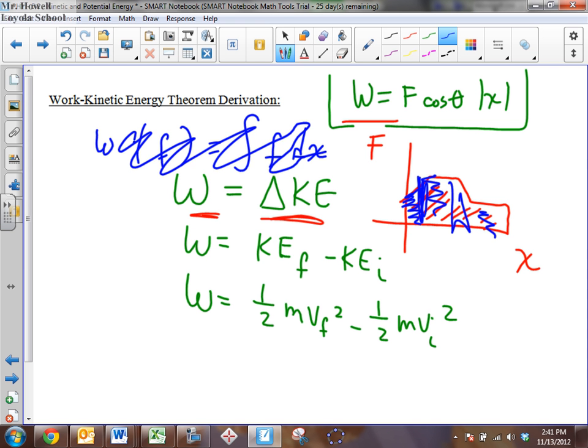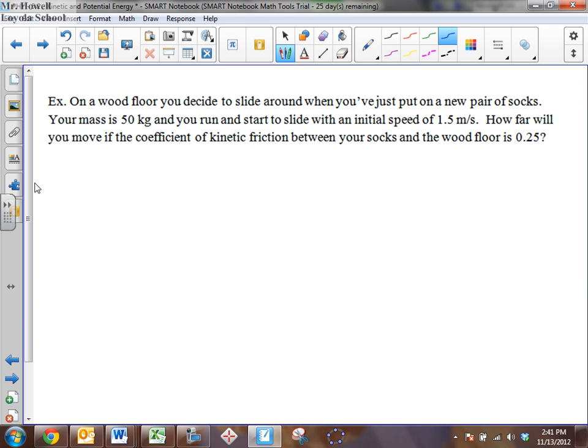Guys, quiet please. So the cosine of theta, that comes from the angle that you push it at? Yes, that's from last class, correct. All right, so let's go into an example now. I'm telling you now, we're going to use the work kinetic energy theorem. W equals delta KE. Okay, W equals delta KE.